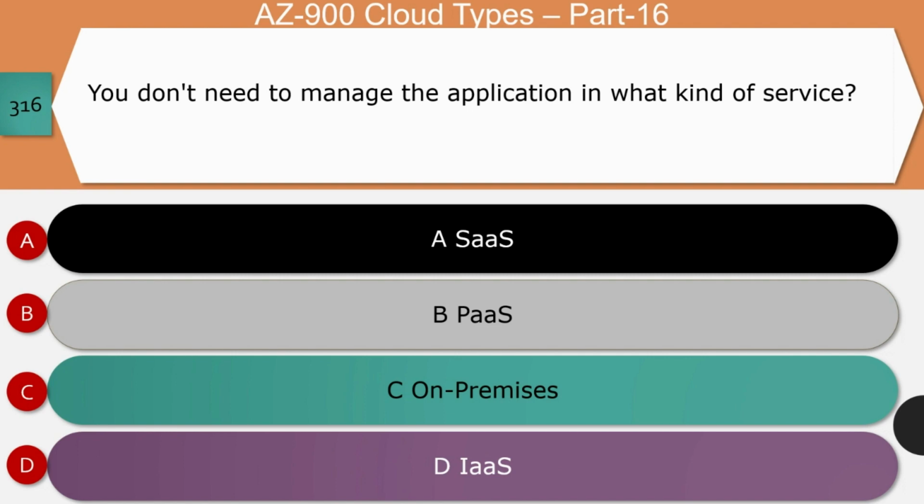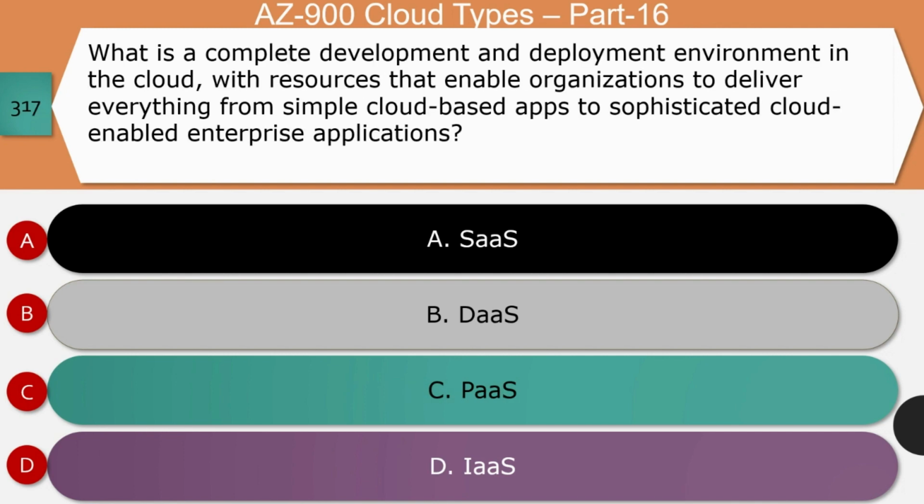Next question, you don't need to manage the application in what kind of service? Is it SaaS or PaaS or on-premises or IaaS? The right answer for this question is the SaaS environment. Let's see why we opted for this answer. IaaS and on-premises are not related to this question. Whatever application you build using PaaS, it is your responsibility to manage, and so that is also not the answer. Whereas in SaaS, the application is managed by the SaaS service provider, which includes application upgrades and bug fixes. So option A is the correct answer.